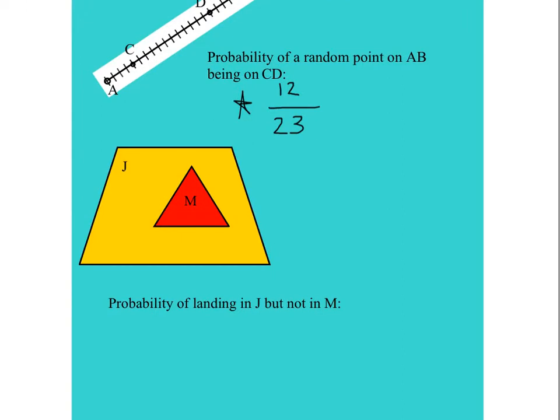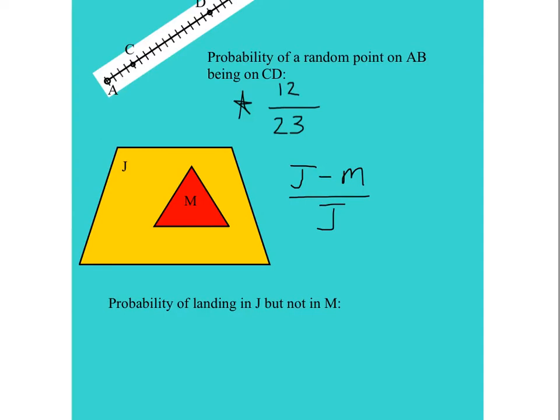Okay, so now let's talk about probability as it relates to area. If we have a randomly thrown dart, and we know it's going to land at least in J, let's find the probability of it landing in J but not in M. And once again, probability is favorable over total. So our favorable region is going to be trapezoid J minus the triangle M, all over J.